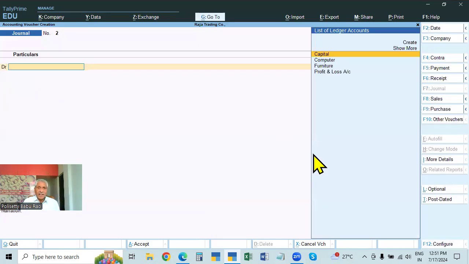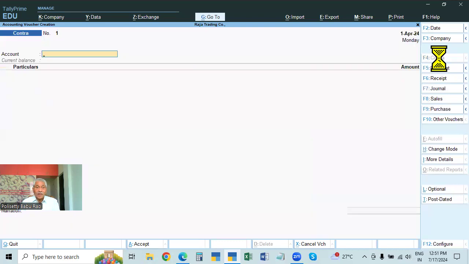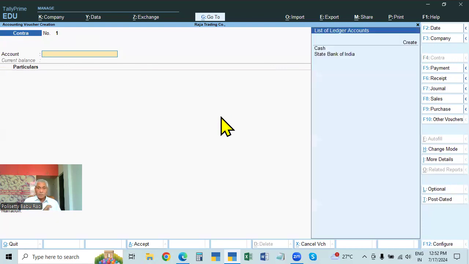Then deposit cash. When you deposit cash in the bank, we enter a contra entry, cash to bank. Go to contra. Here, in this contra, you must be careful. When you are depositing in the bank, the bank account is to be entered. So we have State Bank of India. Here nothing is shown, so what you do is click bank, means yes. If you click yes, it will be visible. Otherwise, you click space bar.